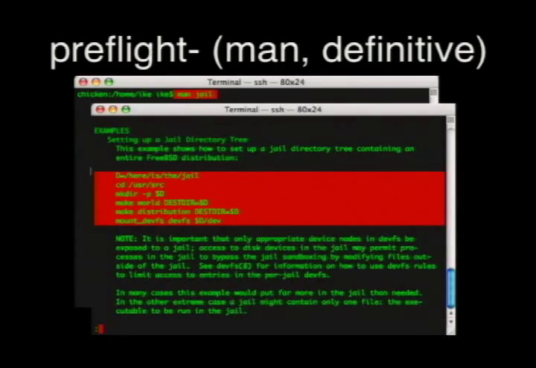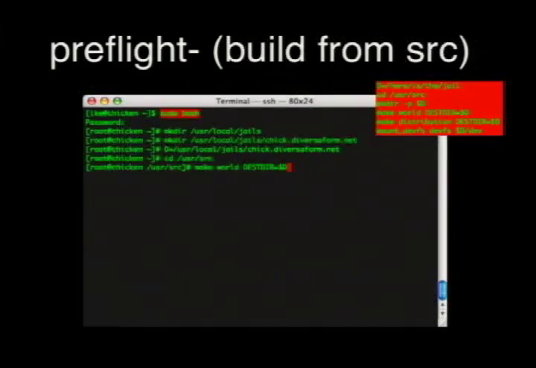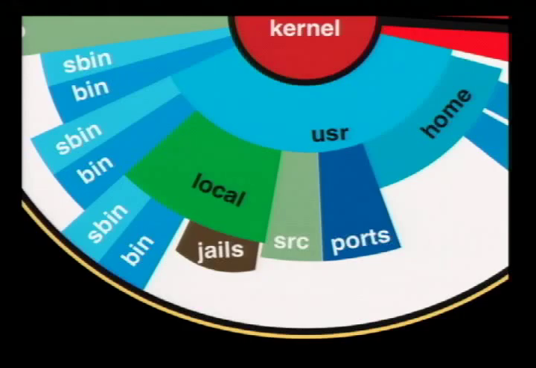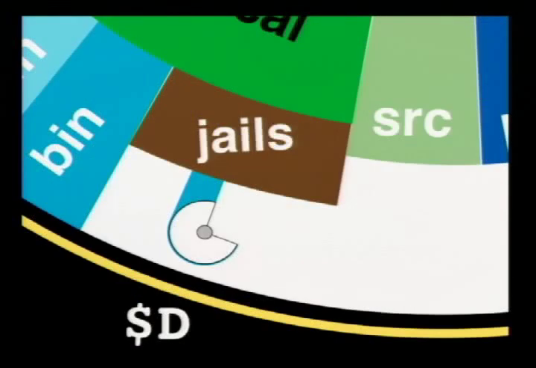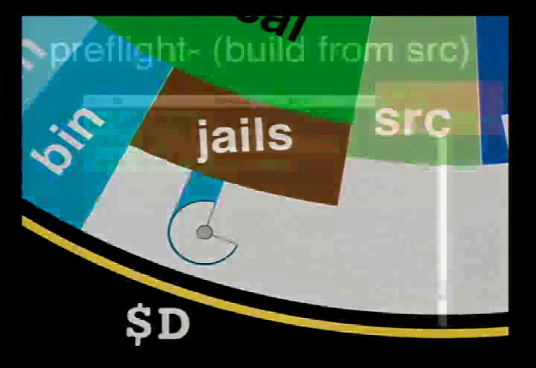So pre-flight, here's the man page for jail. Here are the first important lines. We're going to keep those up in the corner as we do this. So we're going to sudo to root. We figured out where we're going to put our jails: /usr/local/jails, gravy. We're going to make a directory for our first jail to live in. We're going to call it chick, and our host is chicken. We just found /usr/local/jails, and we're going to put this directory in there for chick.